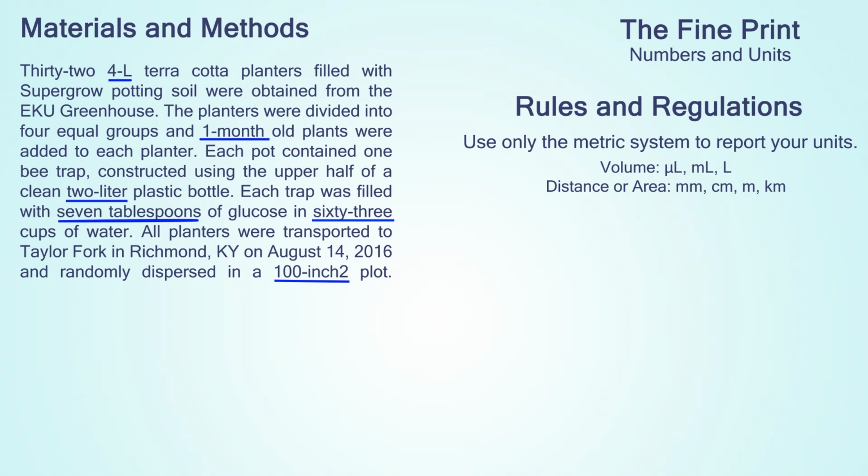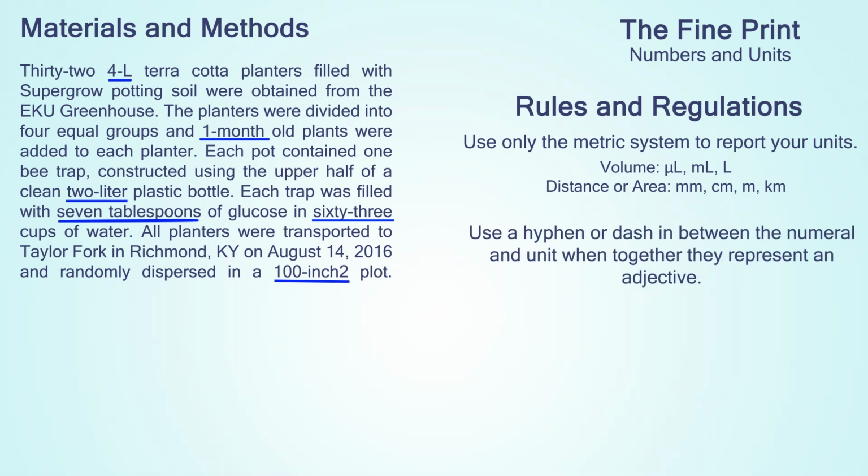Rule number 4 states to use a hyphen or dash in between the numeral and unit when together they represent an adjective. For example, the size of the terracotta planters is described as four-liter plants. In this case, four-liter requires the hyphen. Each of the underlined numbered unit combinations are used as adjectives.